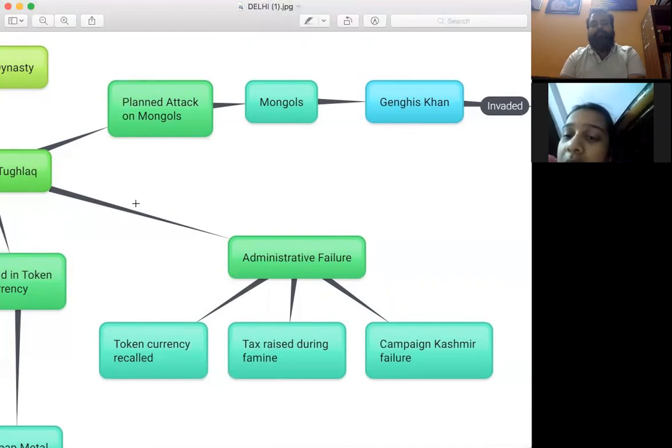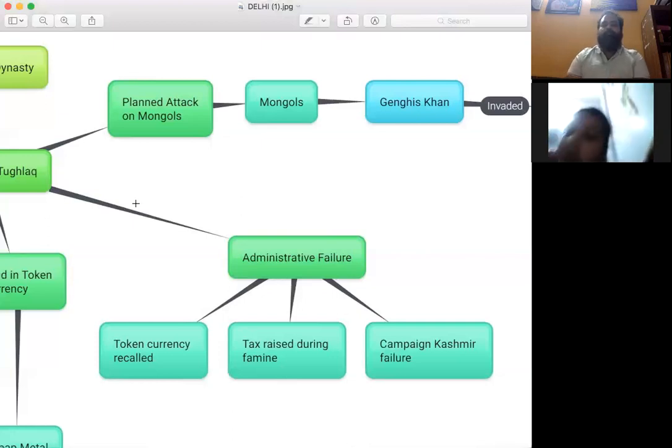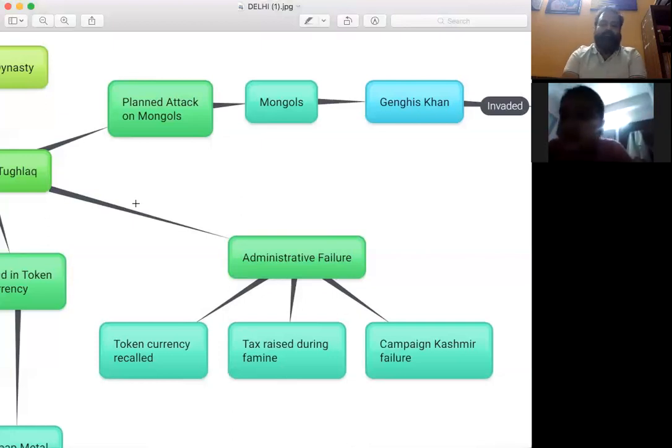So if the people did not like it, what will they do? They will do rebellion. They will go against the king. They will have some local leader and they will go against the king.